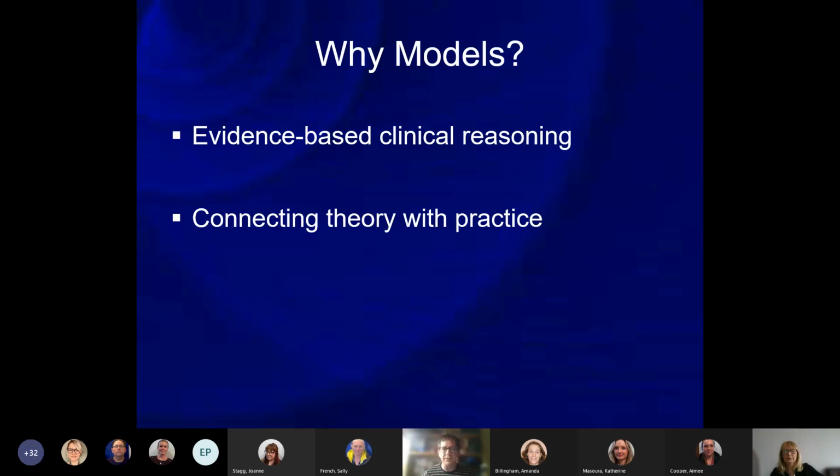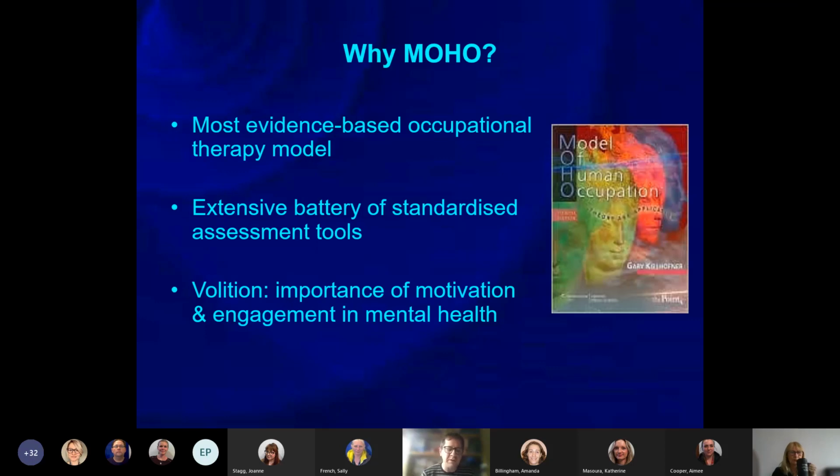Okay, next why question is why MOHO? Well, MOHO is the most evidence-based and most researched occupational therapy model. It also has an extensive battery of standardized assessment tools, most of which can be used as outcome measures to try and capture change and demonstrate clinical effectiveness. But thirdly, and this is a real strength in mental health, I would say, it pays significant attention to the complex area of volition, because we know motivation and engagement are particularly critical issues in mental health.